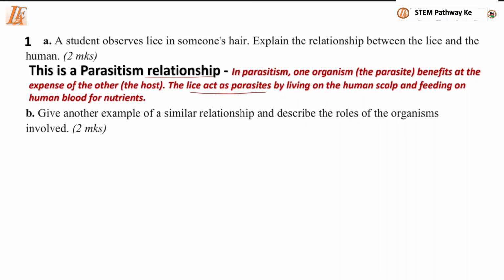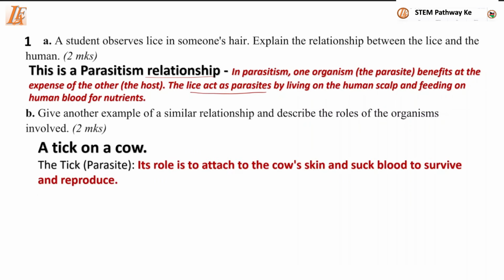The second question, B: give another example of a similar relationship and describe the roles of organisms involved. In this case, if we want another relationship like the one that we have up there between lice and a human being, another perfect example is a relationship between a tick and a cow.